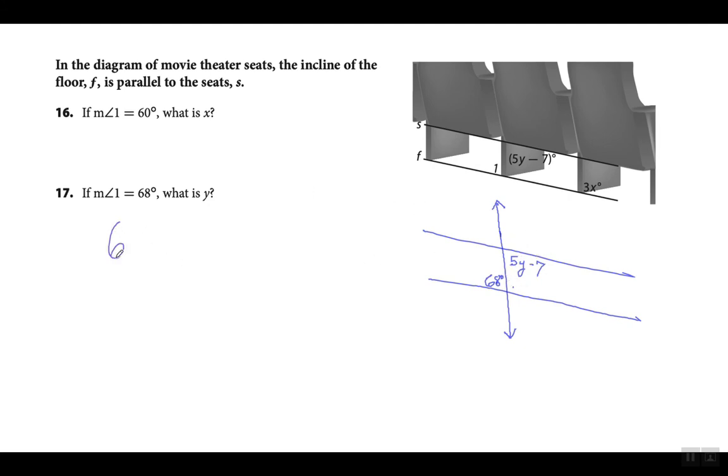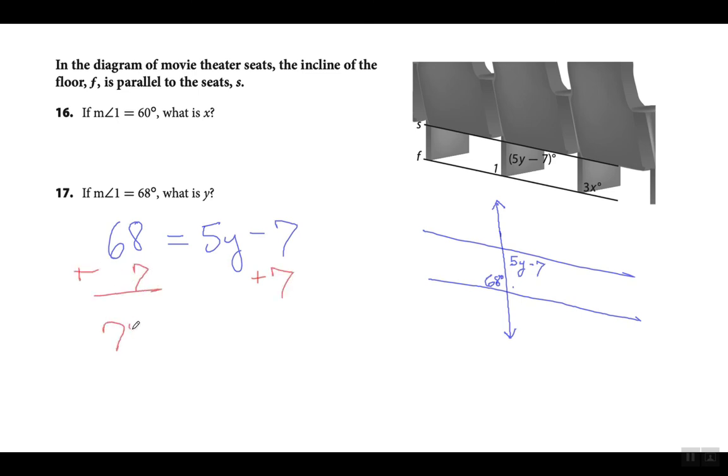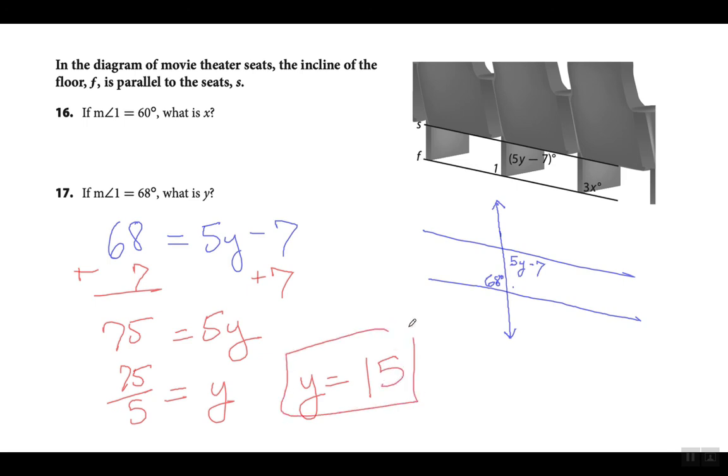Como tiene que ser uno igual al otro, 68 igual a 5y menos 7. Okay, so now just solve it using algebra. So first I move the 7 by adding 7 to both sides. Now divide by 5. 5 goes into 7 one time, remainder 2. The remainder of 2 you put in front of this 5 for 25, and 5 goes into 25 5 times. So y equals 15.